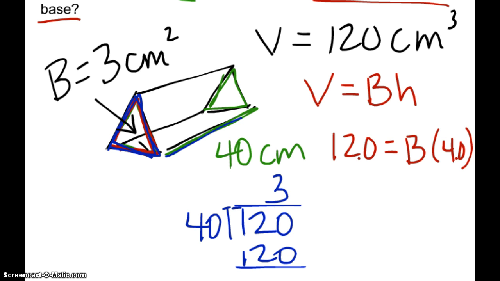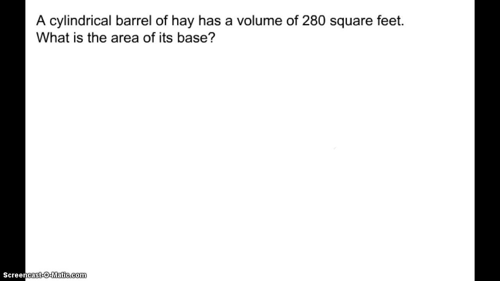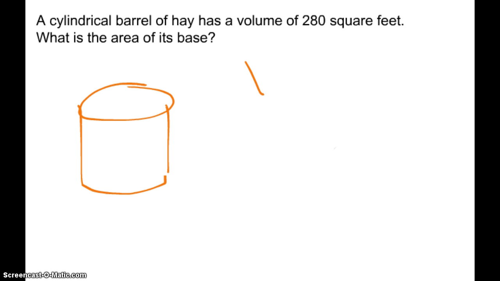So, pause and rewind as much as you need. Alright, copy this problem down as well, and then try and work it before we go over it together. A cylindrical barrel of hay has a volume of 280 square feet. We're looking for the area of the base. So, here is our barrel of hay. We know that the total volume is 280.